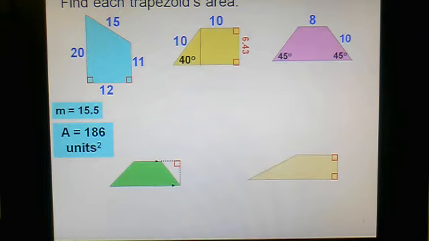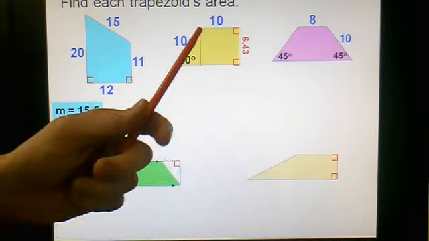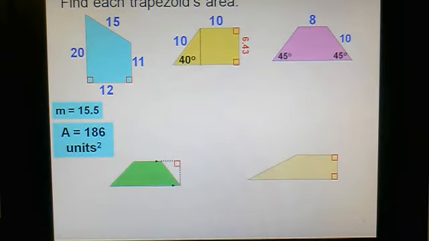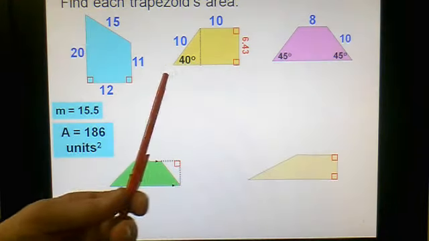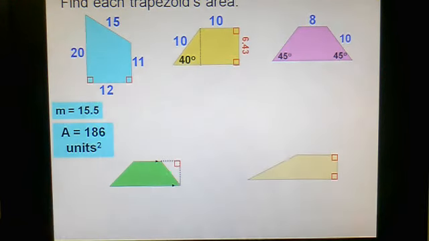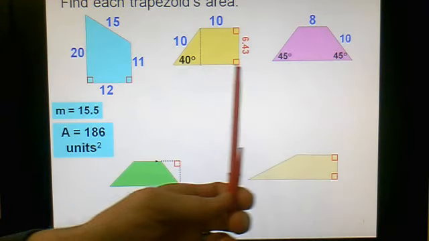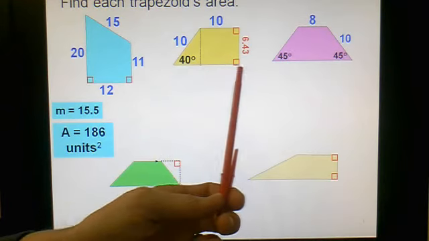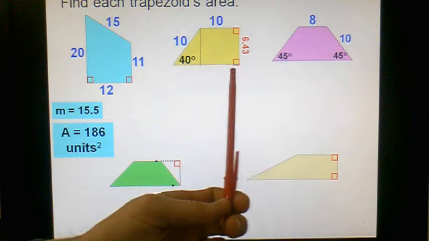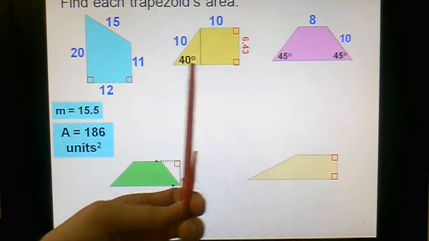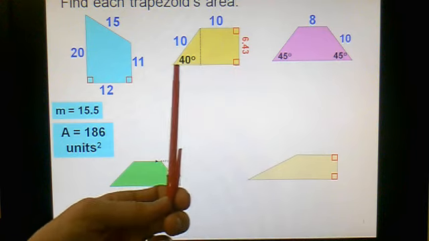And you've got to be careful with how you interpret that now. That 6.43 is the height. One of the bases is this entire thing. The other base is 10. Think about this entire length down here. This one here should be 10 units long. Think about how you're going to find just this piece of it.